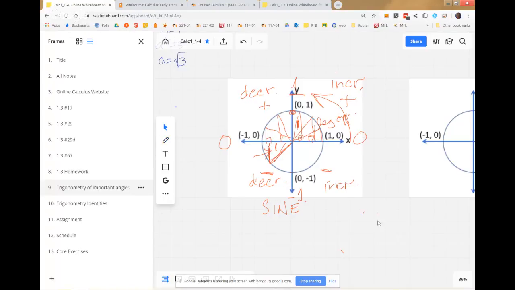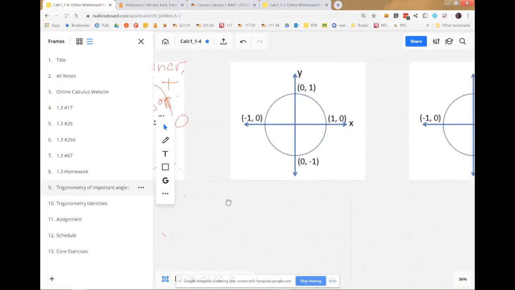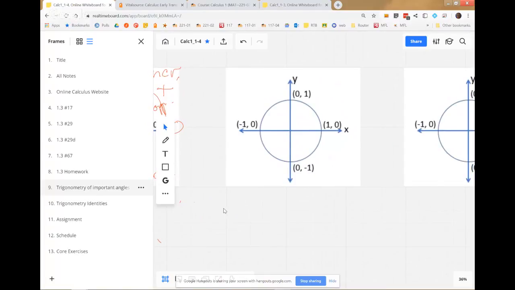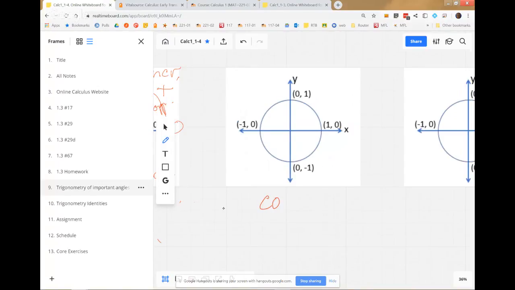Let's take a look at cosine next. Cosine is leg adjacent over hypotenuse. So when you look at the cosine function, when you draw these triangles in the first quadrant, it's the horizontal coordinate, and it's full height at 0 degrees. It's full width. And as the angle gets bigger, the cosine gets shorter. So it's decreasing.